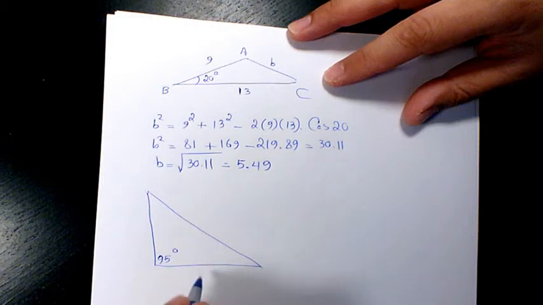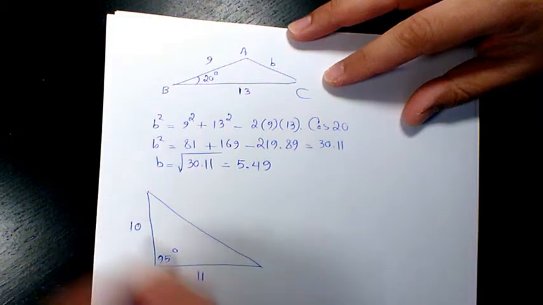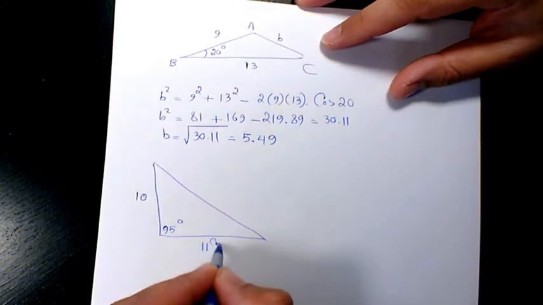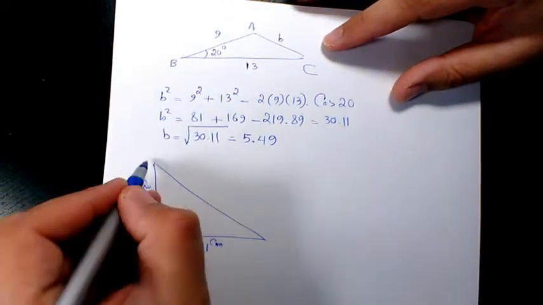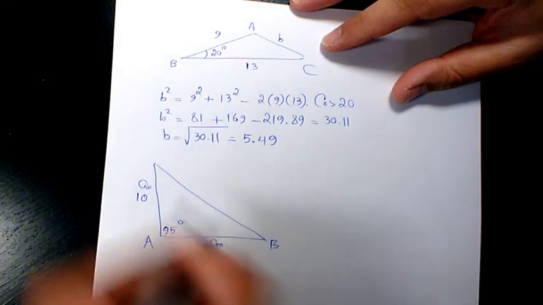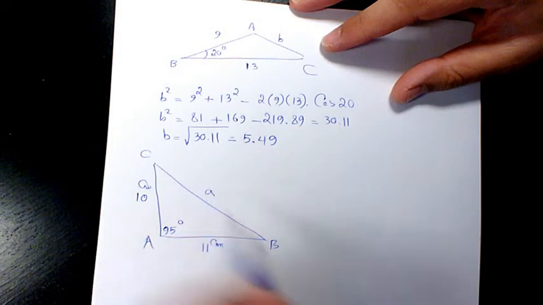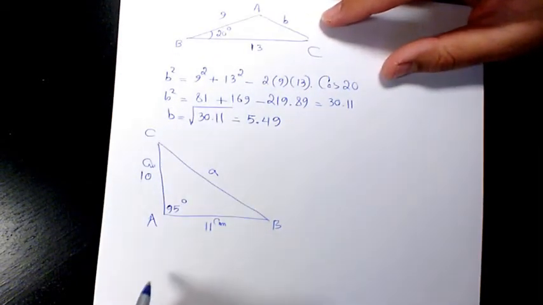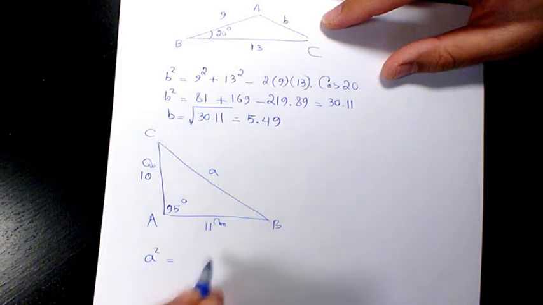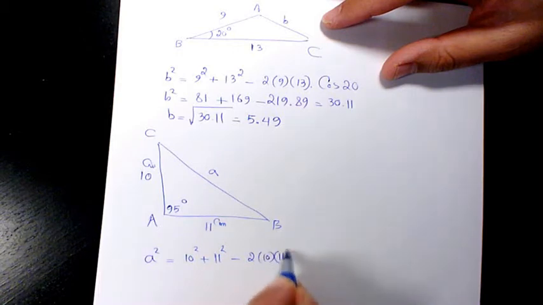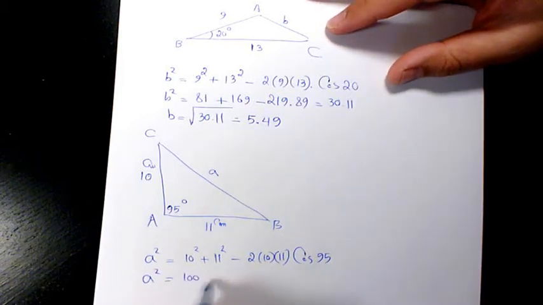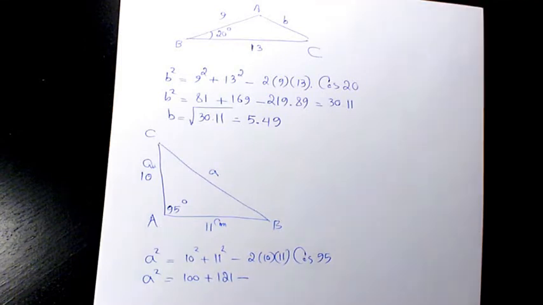We have 11 and 10 here. 10 centimeter, 11 centimeter and 10 centimeter. Again, we need to define it. A, B, C. So obviously this part is going to be A. So when you write the cosine law, it's going to be A squared equals 10 squared plus 11 squared minus 2 times 10 times 11 times cosine 95. So that's going to be 100 plus 121 minus 2 times 10 times 11 times cosine 95.